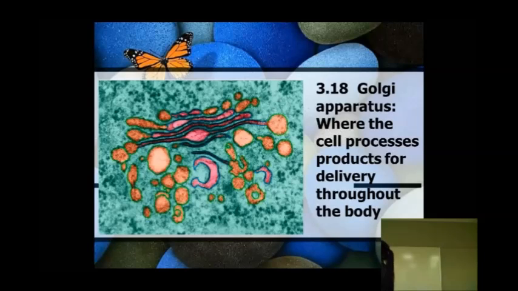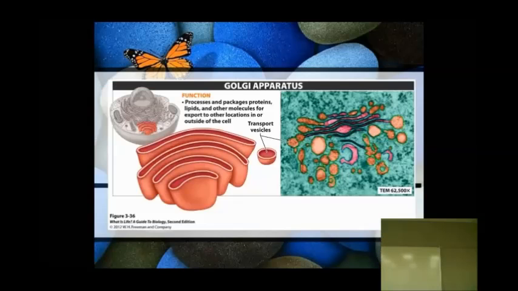So the way that I've kind of always thought of the Golgi apparatus is like a post office. So it's packaging up the proteins to send them off to wherever they need to go. So just like you wrap up a package, take it to the post office, and it sends it where it needs to go, same thing is happening here.